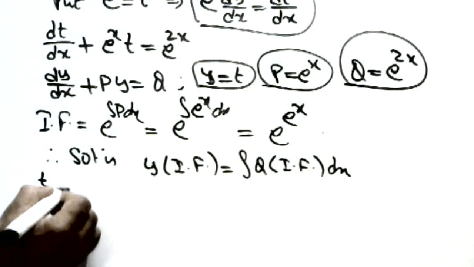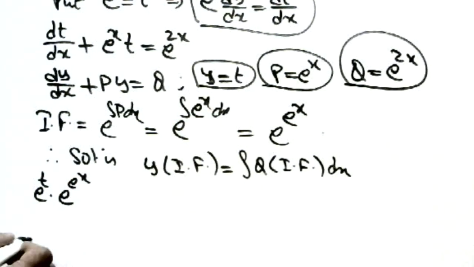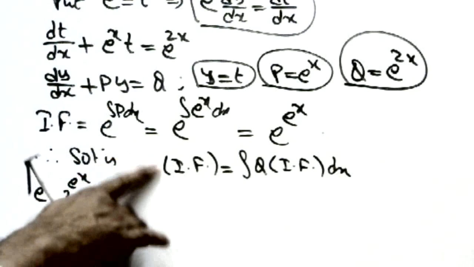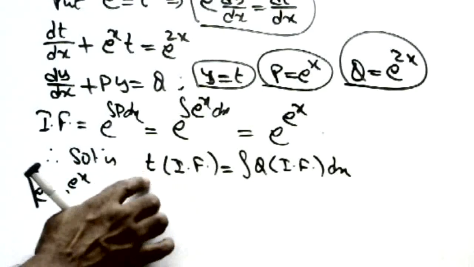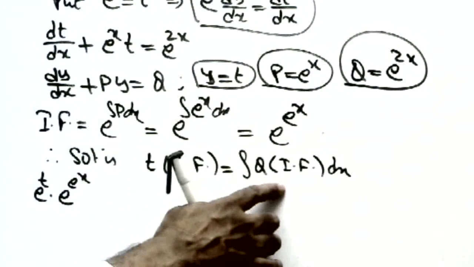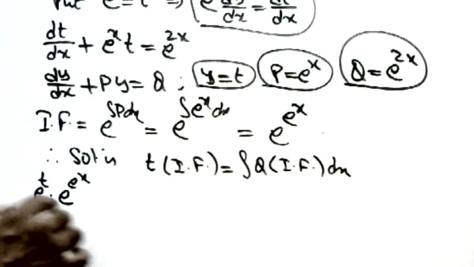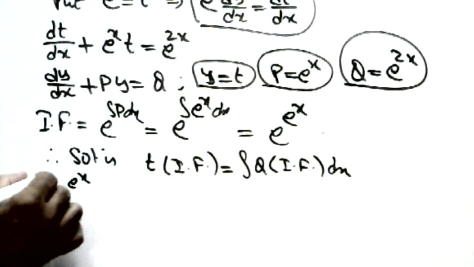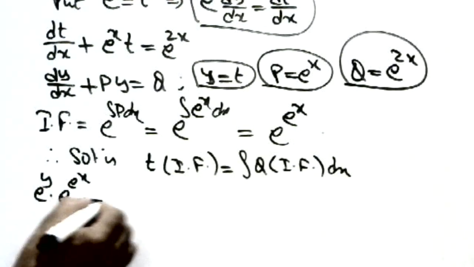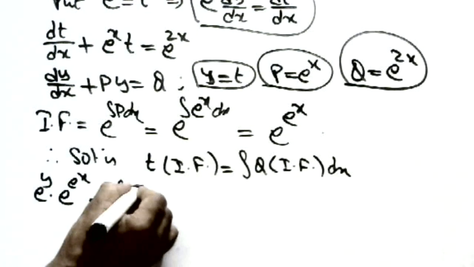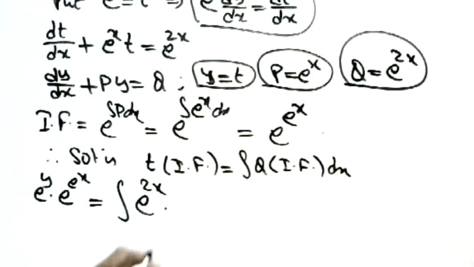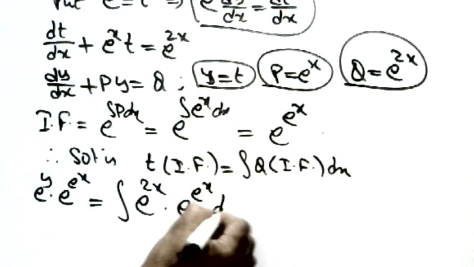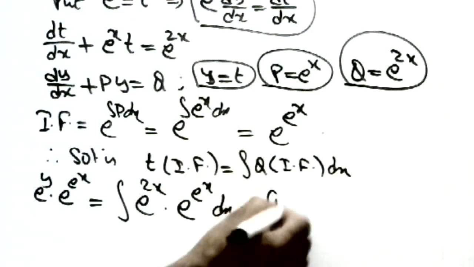Integral factor, we got the integral factor as e to the power of e power x. In place of y we write t. T into the integral factor equals the integration of q into the integral factor dx. So the value of t is e power y equals the integration of q. Q is e power 2x into the integral factor. The integral factor is e to the power of e power x dx.